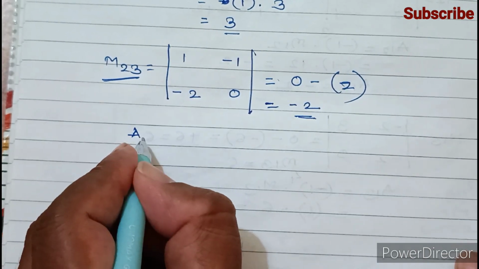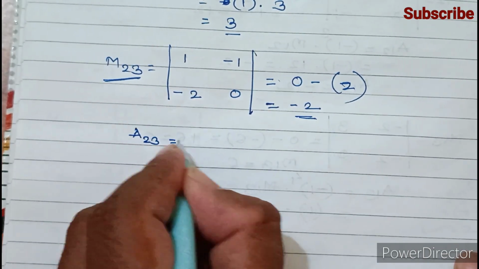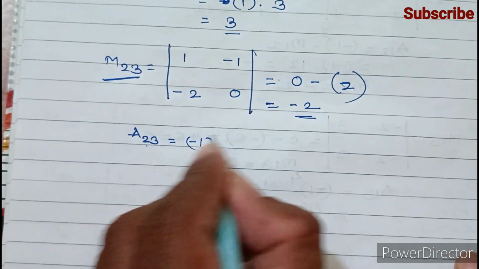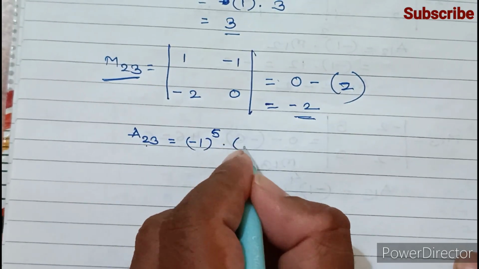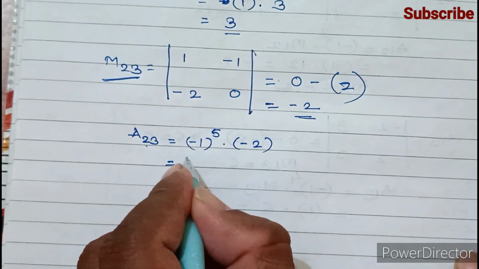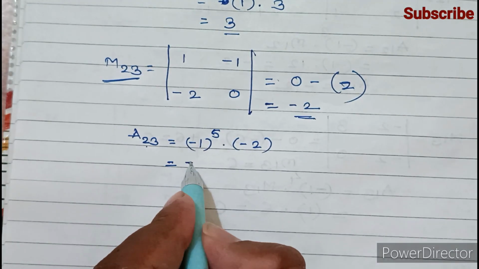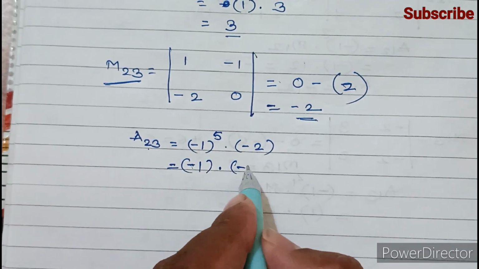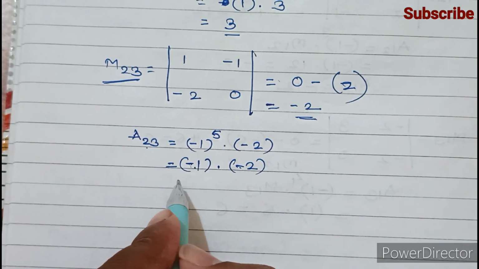Find the cofactor of second row third column, which will equal minus 1 to the power 2 plus 3, that is 5, into minus 2. Minus 1 to the power of an odd number is minus 1, into minus 2, that is minus minus, which will be plus.